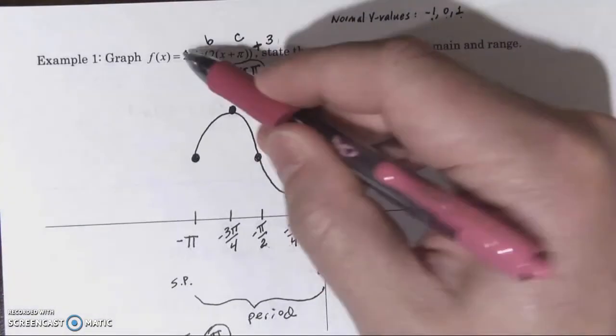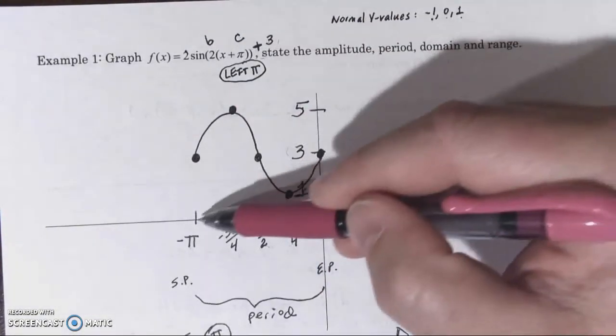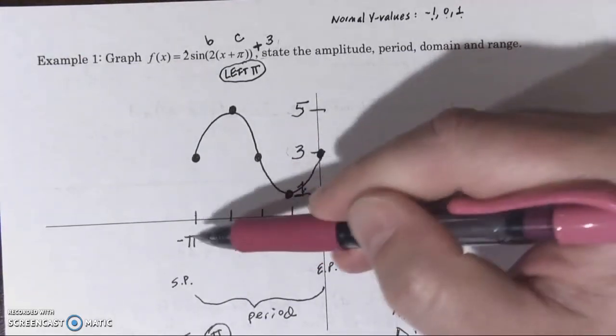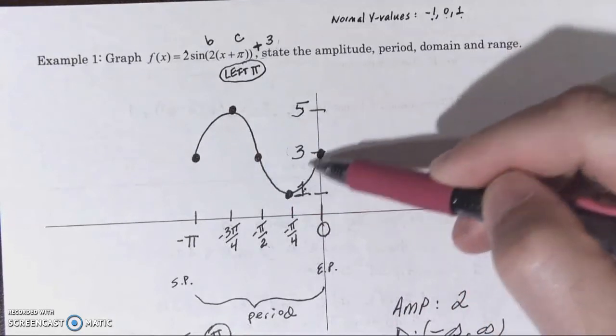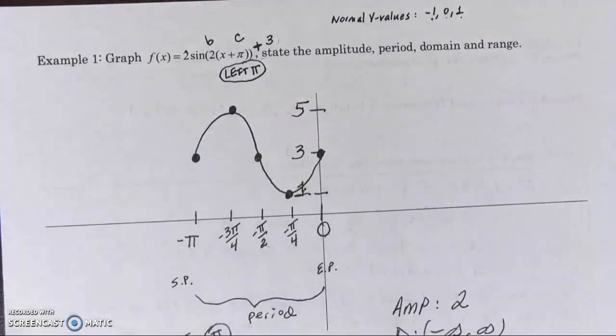We used the +3 and the vertical stretch to find our y values. We used the shift of left pi and our new period of pi to find the x values. We remembered the shape of the sine graph. We'll do a part B video where we graph tangent.